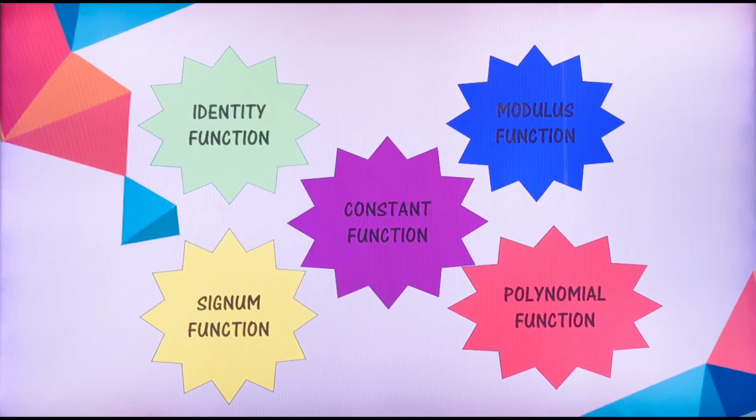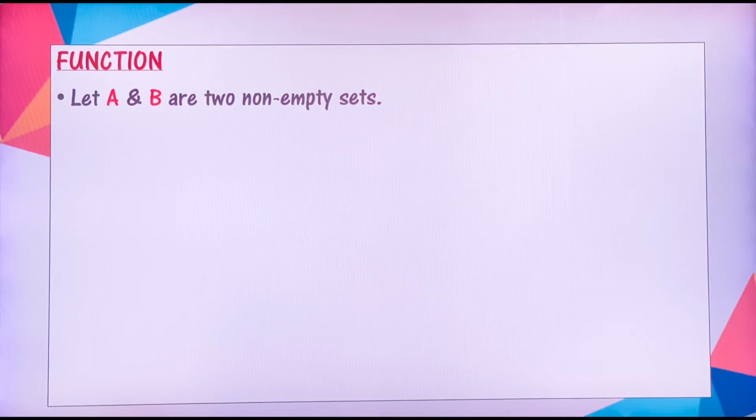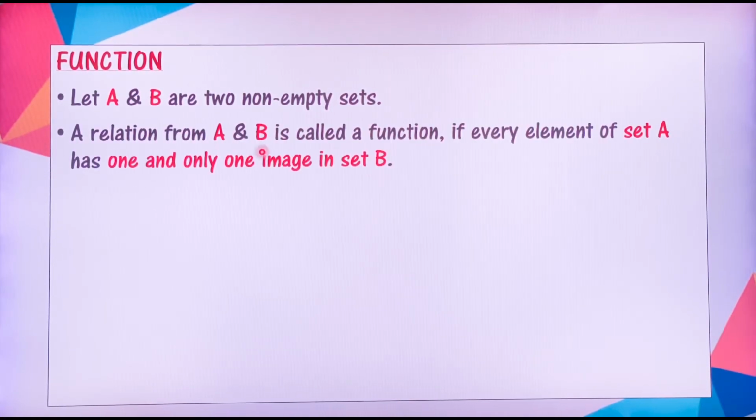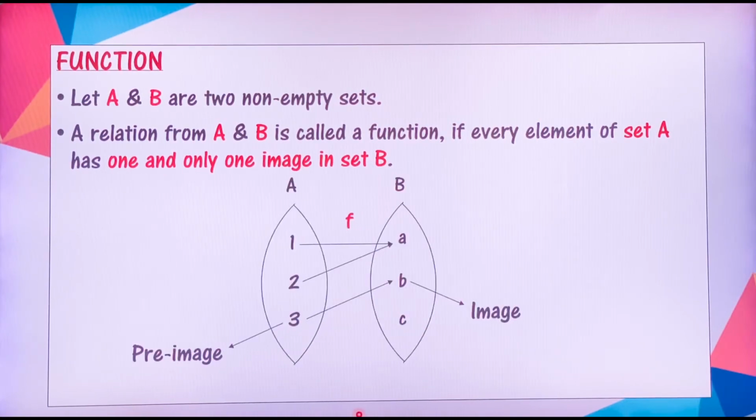Let us recall what is a function. Function: let A and B be two non-empty sets. A relation from A to B is called a function if every element of set A has one and only one image in set B. See the given mapping or arrow diagram. You can see that every element of set A is associated to a unique element in set B. So, it is a function.